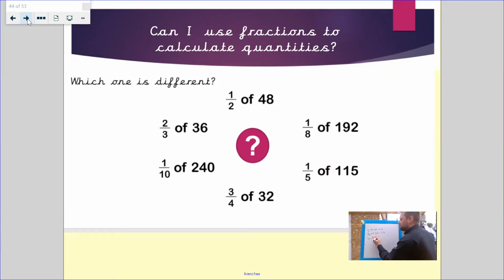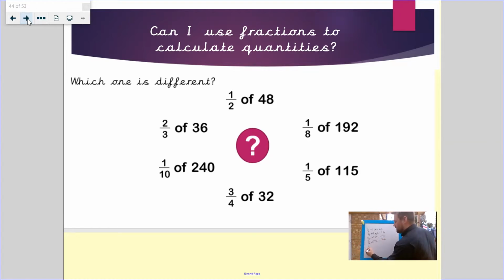1/10 of 240. So this is a unit fraction. We're just dividing by the denominator, nothing to do with the numerator. That's also 24. 3/4 of 32. We know that 1/4 of 32 is divided by 4, which gives us 8. We've got 3 of them. 8 times 3 is also 24.